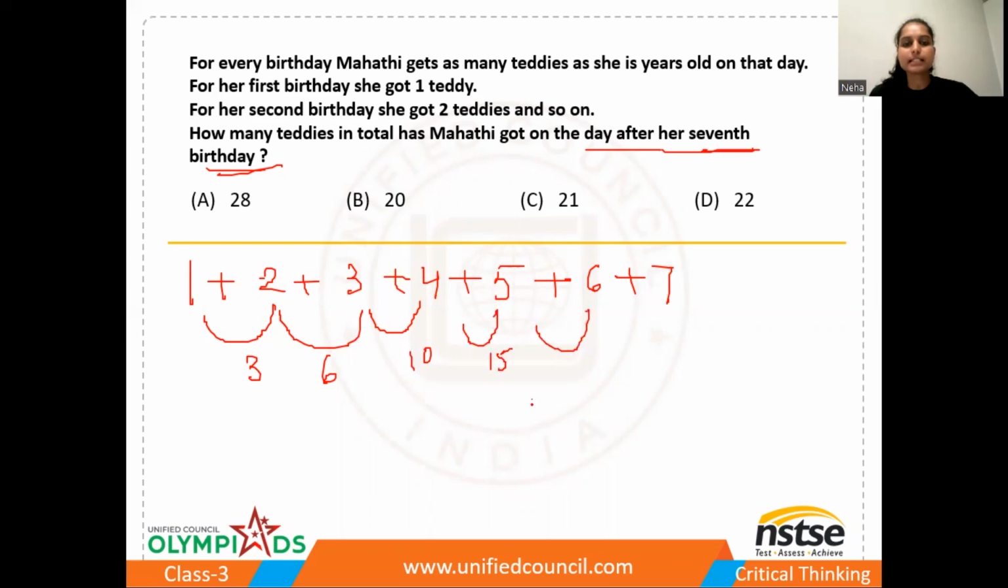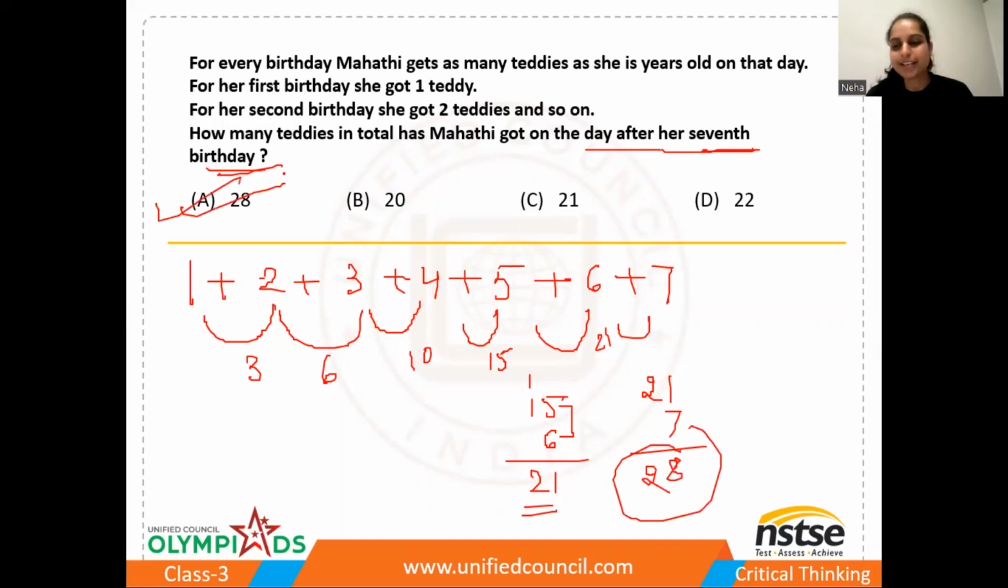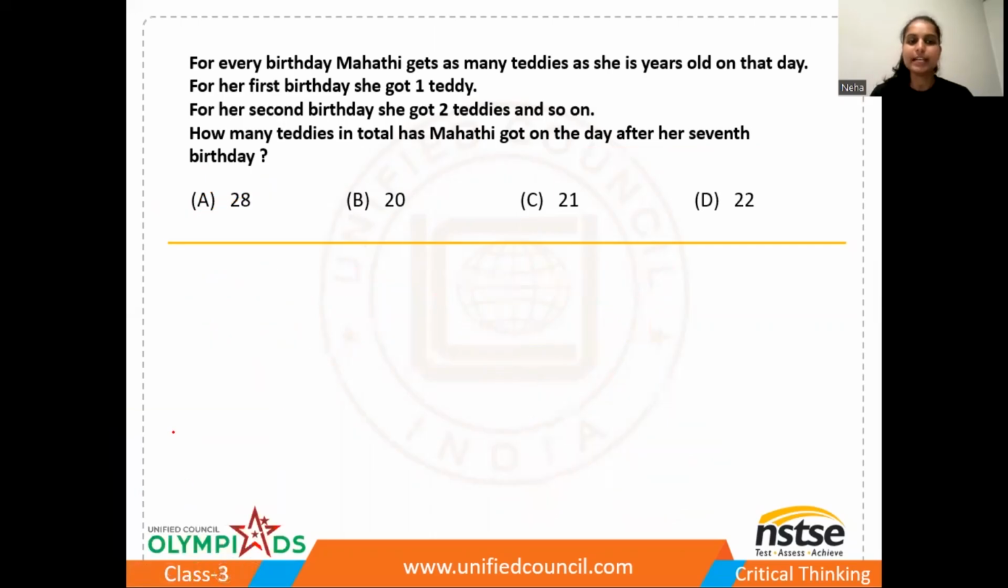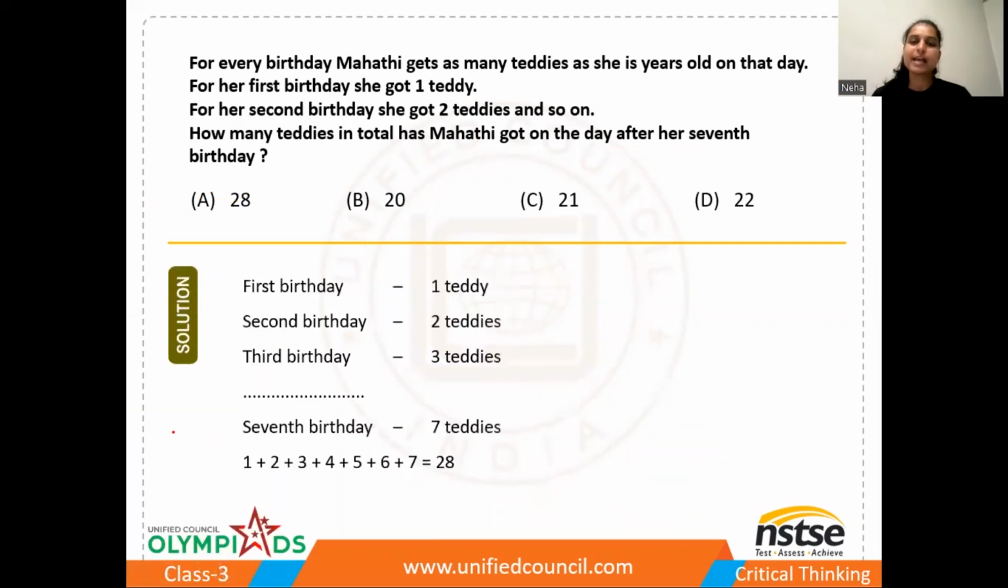Now 15 plus 6, this is quite complicated. So 5 plus 6 is 11, write 1 and carry 1, and 1 plus 1 is 2. So this is 21. Now 21 plus 7. 7 plus 1 is 8 and this is 2. So this is 28. Yes, option A is the right answer. She is going to get in total 28 teddies till the 7th birthday. So yes, option A is the right answer, and that's it.